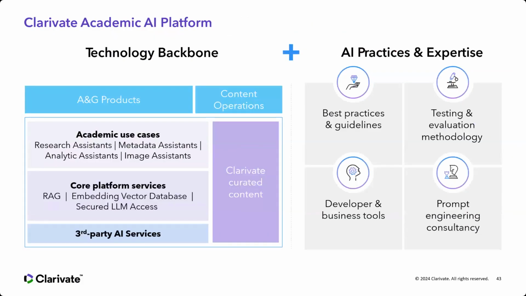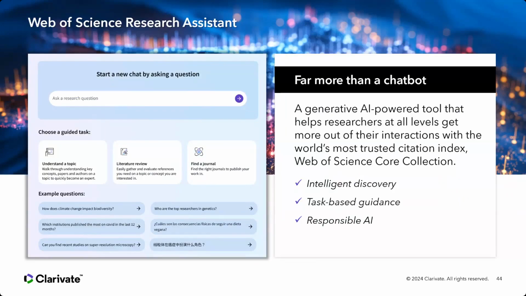Okay. We have something called the academic AI platform that is our technology backbone that helps us to develop all these different research assistants. Okay, and we also make sure that we test and evaluate all different methodologies before we go to launch. So with the Web of Science Research Assistant, this is our generative AI powered tool that will help you as researchers to get the most out of the Web of Science core collection.